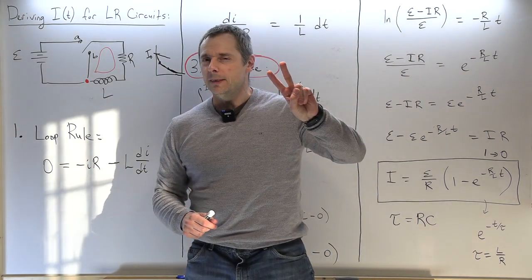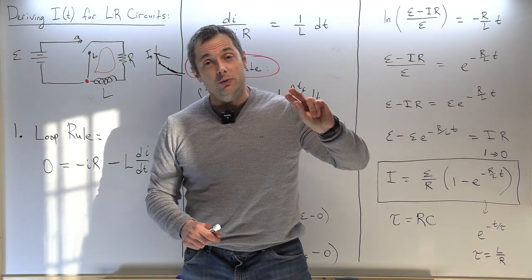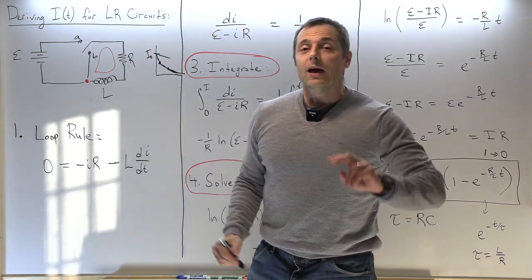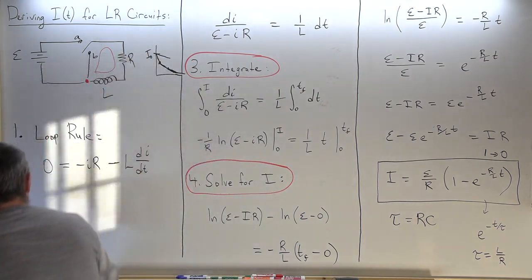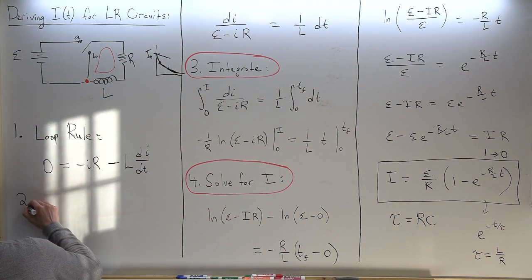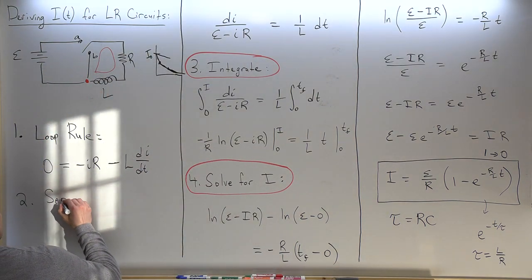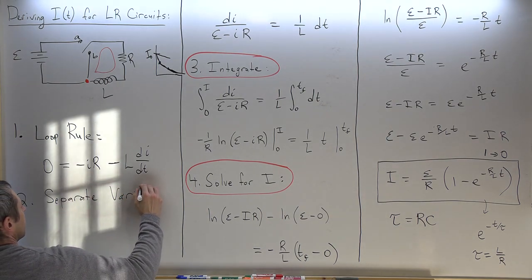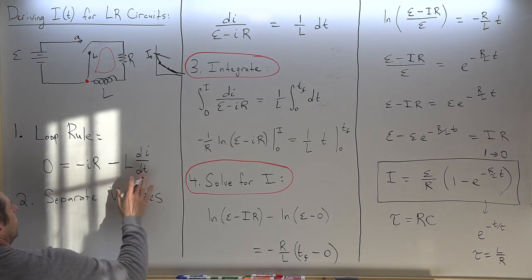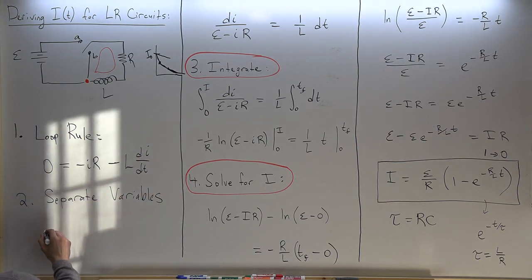Second step, can you name it? Hopefully you're saying, I know what it is. I have to separate the variables. Okay, so step 2. I'll move this term to the other side, and that gives me positive L di/dt minus IR on this side.